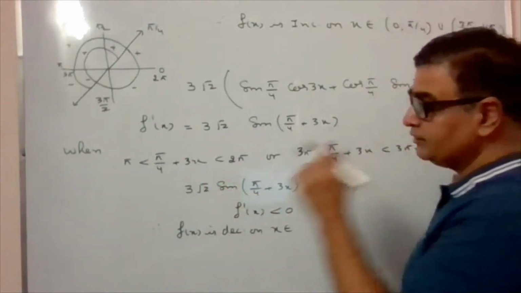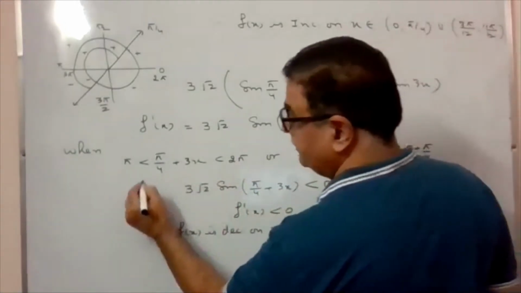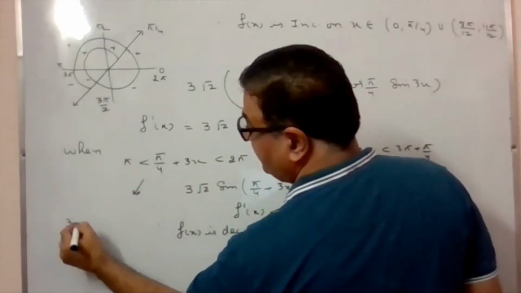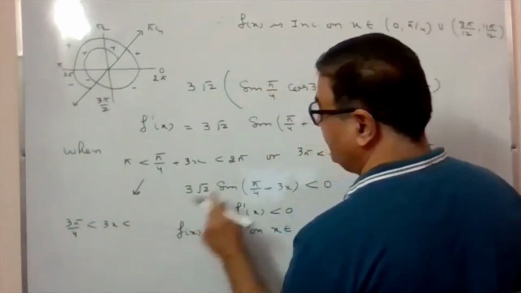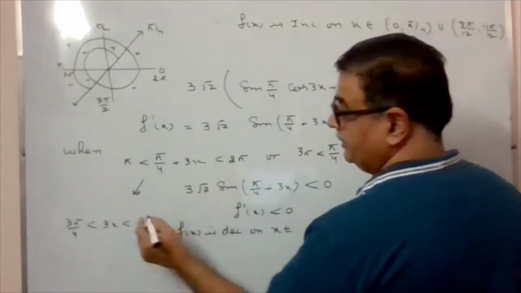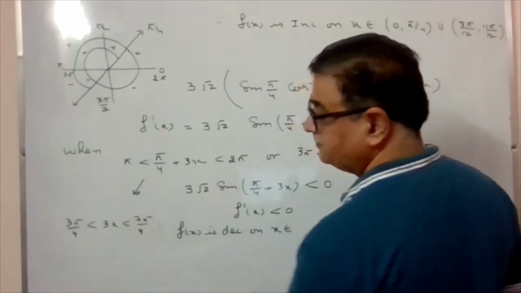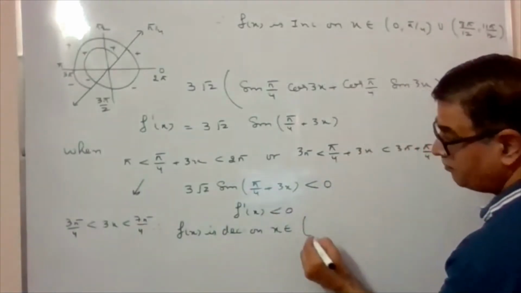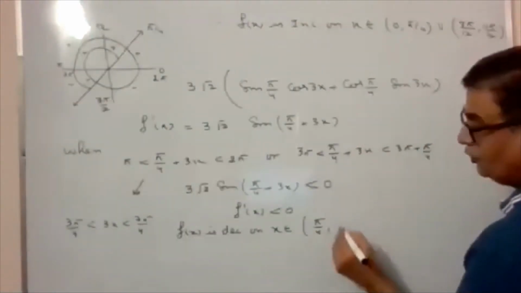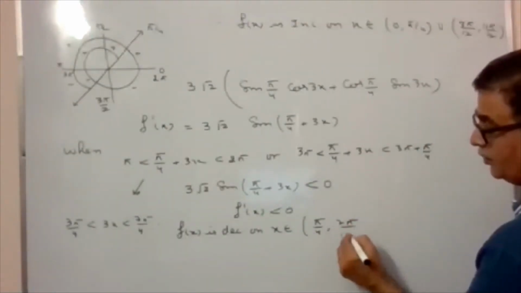Now I should calculate x. When you calculate x, first pi by 4 is to be subtracted. So it will come 3 pi by 4. This will be 3x, and 2 pi minus pi by 4 will be 7 pi by 4. And then divided by 3. So it will come from pi by 4 to 7 pi by 12.